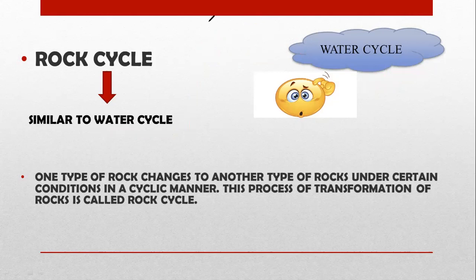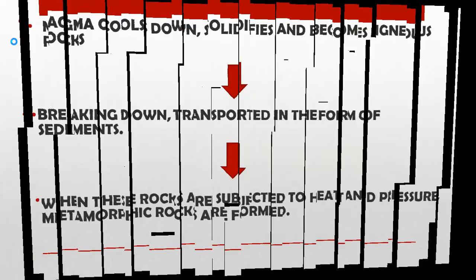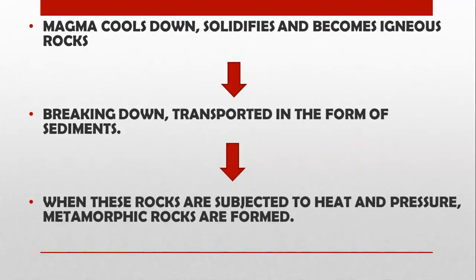Similarly, in rock cycle, one type of rock changes to another type of rock under certain conditions in a cyclic manner. Cyclic manner means to get to the point from where we started. Correct? And this process of transformation of rock is called rock cycle. When rock changes its form from one to another, it is known as rock cycle. Now, how does this cycle take place?